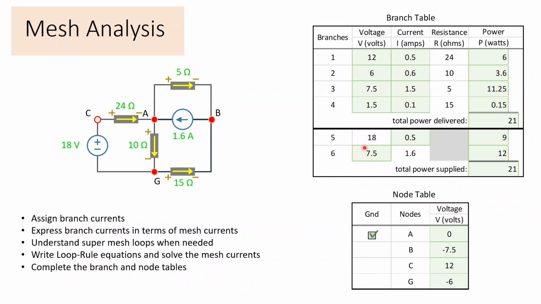That then lets me also get the branch voltage for the 1.6 amps, right? It was the difference between A and B, which is the difference between 0 and negative 7.5. In absolute value, that's 7.5. We also can get the 7.5 because the 1.6 amps is in parallel with the 5 ohms. And in parallel, voltage is the same. So we could have just copied the 7.5 for the 5 ohms down here as well. That's our complete solution.